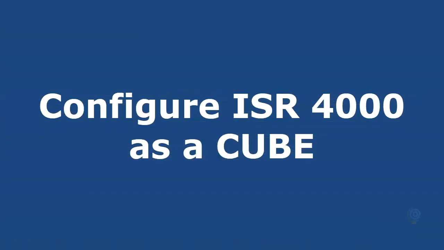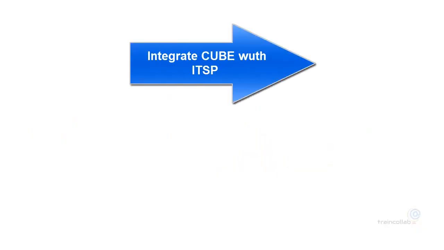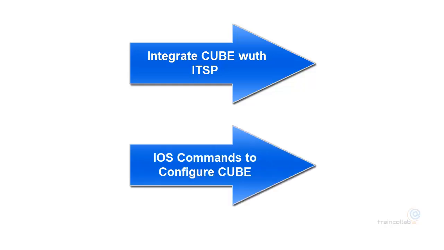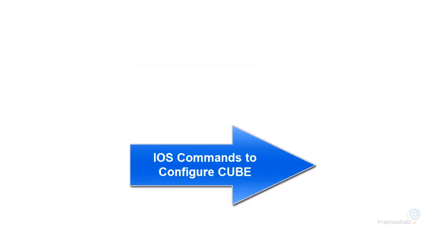So in this video, we are going to have a look at how we configure the Cisco ISR 4000 series router as a Cisco Unified Border Element, and how we integrate the Cisco Unified Border Element with the IT service provider. What are the basic commands that are needed?